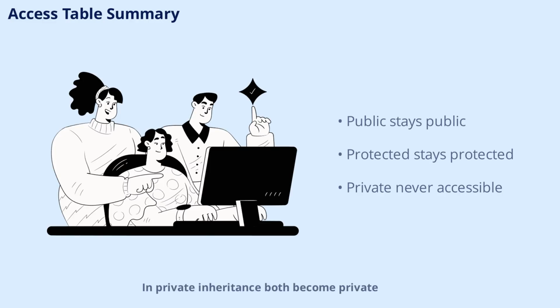In private inheritance, both become private. Private members of the base class are never directly accessible from the derived class, regardless of the inheritance mode.